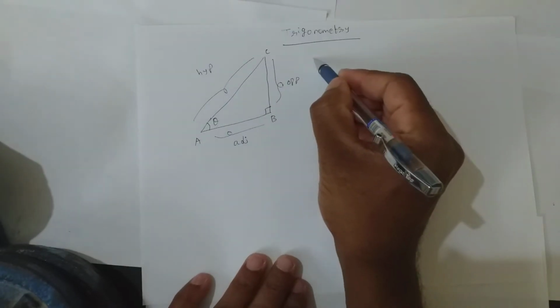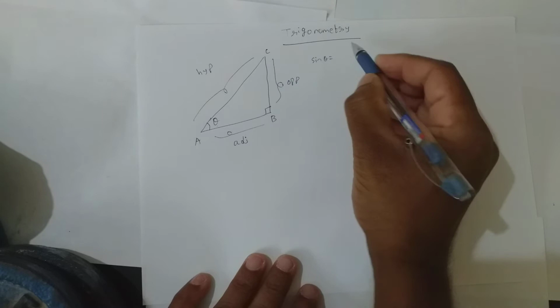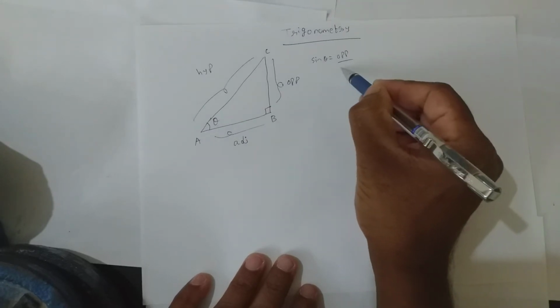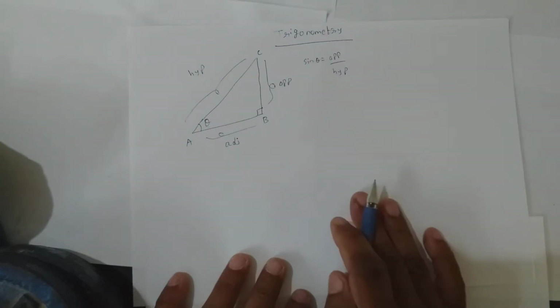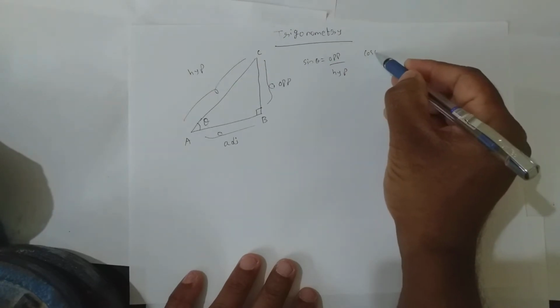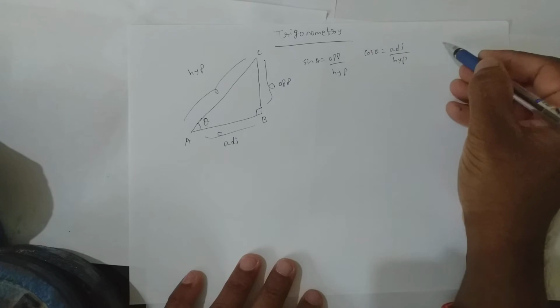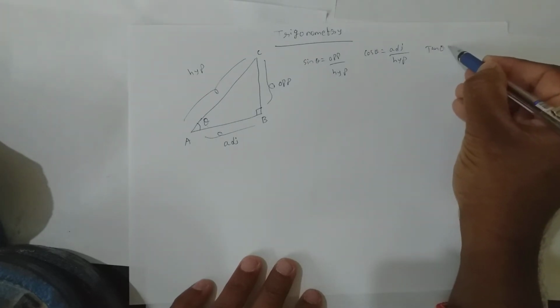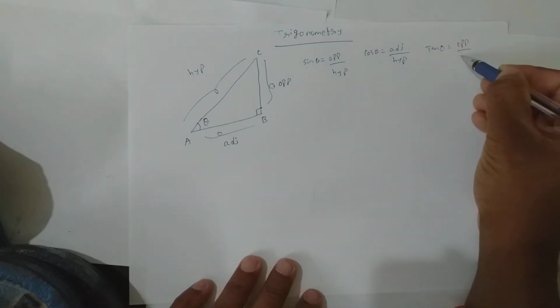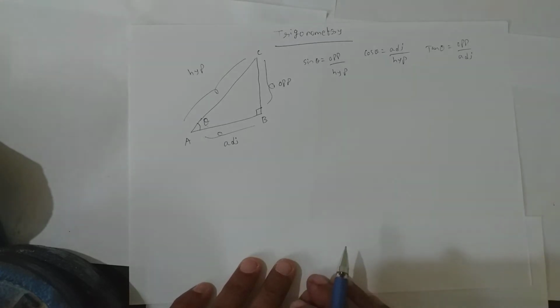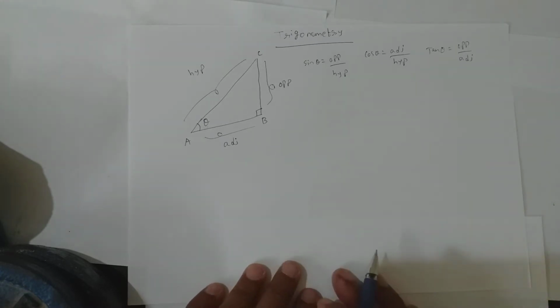Now, what did you learn in AS level? Sin theta is opposite by hypotenuse. Cos theta is adjacent by hypotenuse. Tan theta is opposite by adjacent. These three you have learned in AS level.